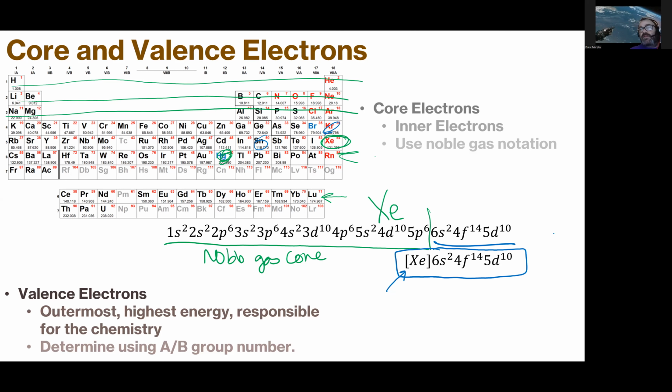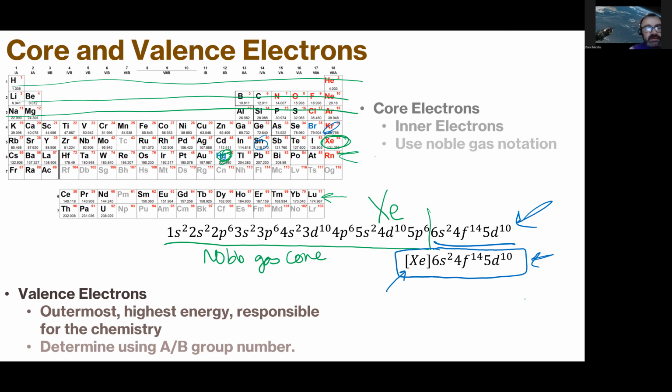When we're writing electron configurations, pay attention to the question, because they'll either say write the complete electron configuration, in which case you're writing all of this business, or write the noble gas electron configuration, in which case you're doing this shorter version. If it just says write the electron configuration, then you can do it either way. Whatever you feel like.